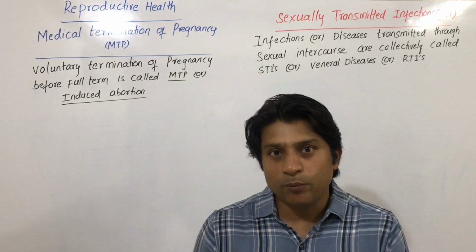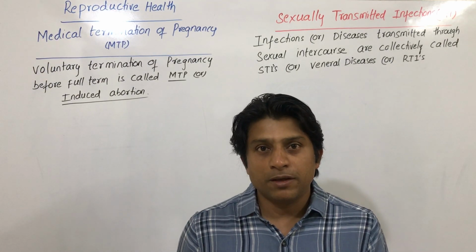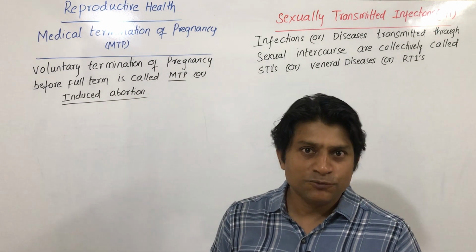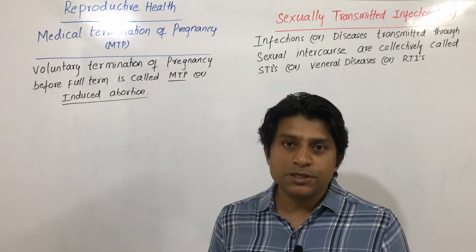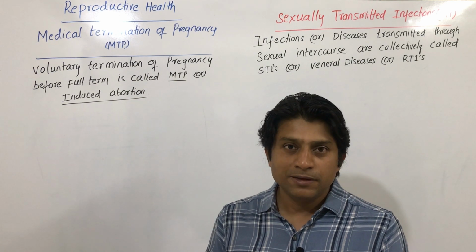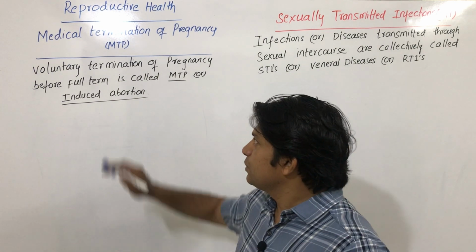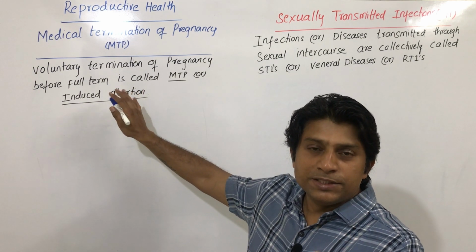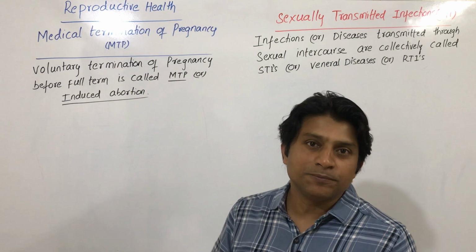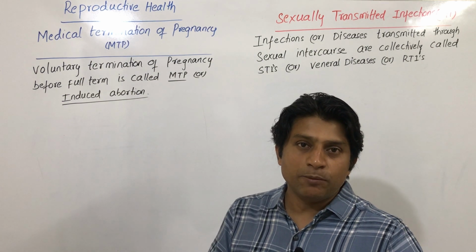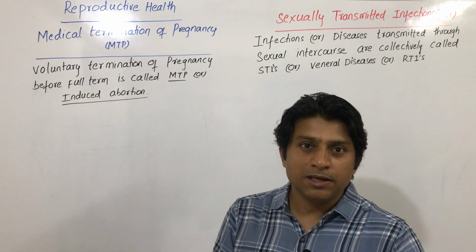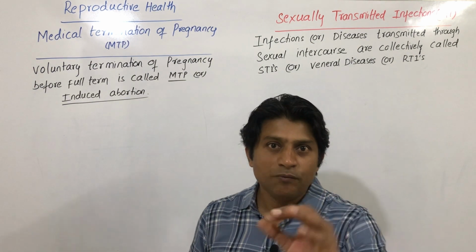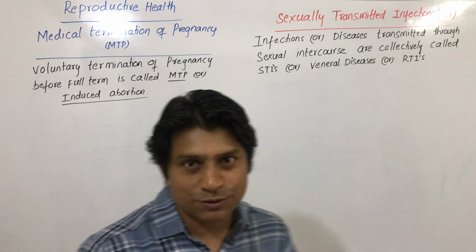Everyone, we have come with another interesting topic in reproductive health, which is medical termination of pregnancy. So first we'll find out what is the meaning of this, why this is done, and when it is safe. So first, what is the meaning of this? This is nothing but the termination of pregnancy before full term. As the gestation period is 9 months complete, so before that, if we terminate the pregnancy, we call it medical termination of pregnancy, or we call it induced abortions, right?